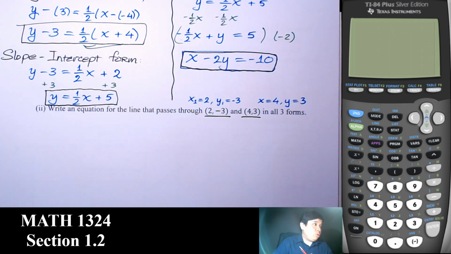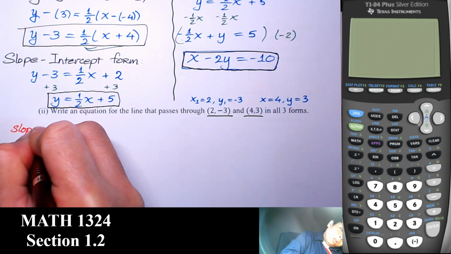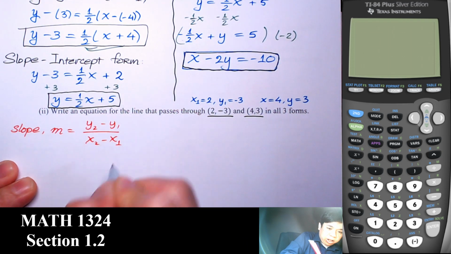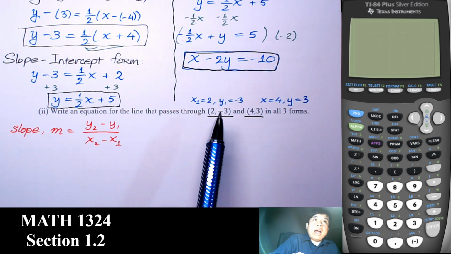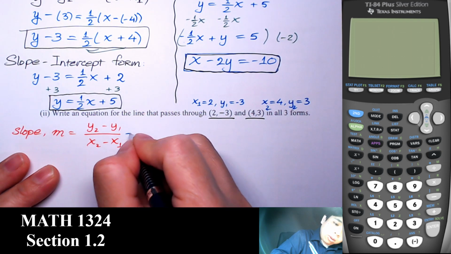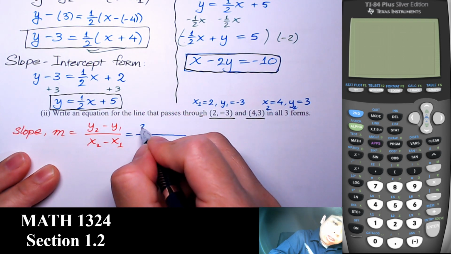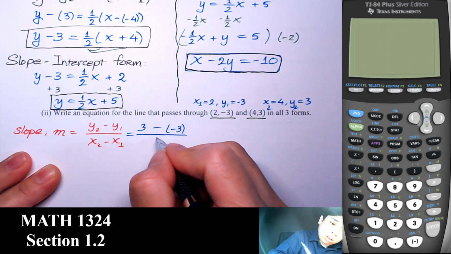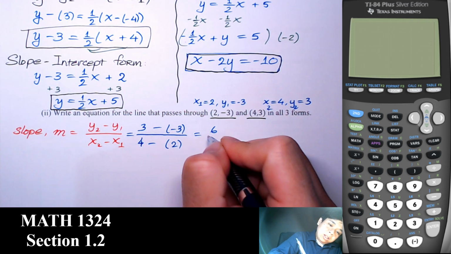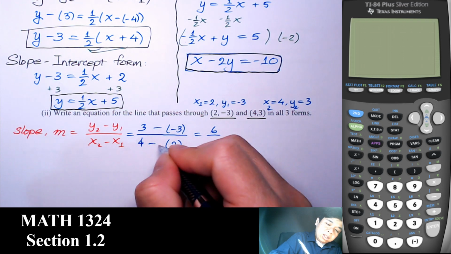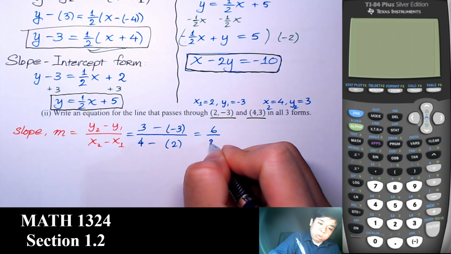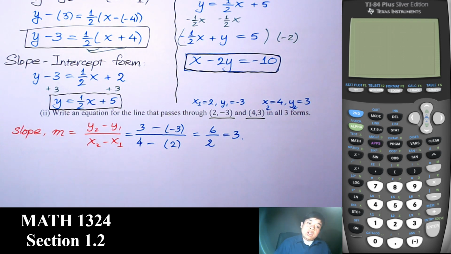So we don't have the slope. If we want to find the slope, it is the change in y over the change in x. We can call these points x1, y1, x2, y2, or we can say x2, y2, x1, y1. So y2 is 3 minus y1, over x2 minus x1. So that gives us 6. 3 minus negative 3 is 3 plus 3, which is 6. Subtracting a negative turns to positive. That's 6. 4 minus 2 is 2. 6 divided by 2 is 3. So the slope is equal to 3.